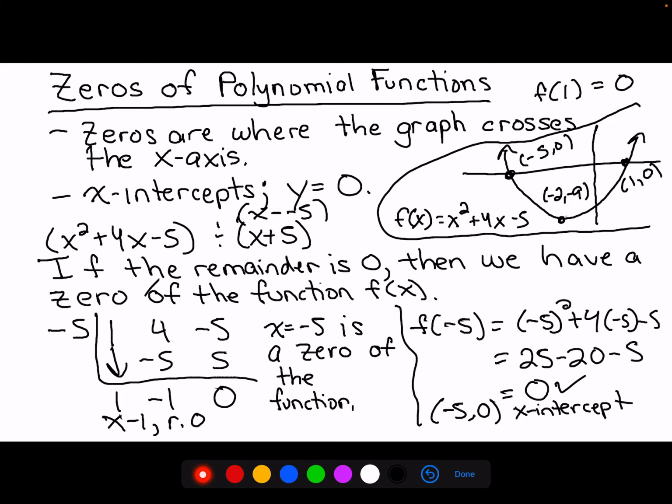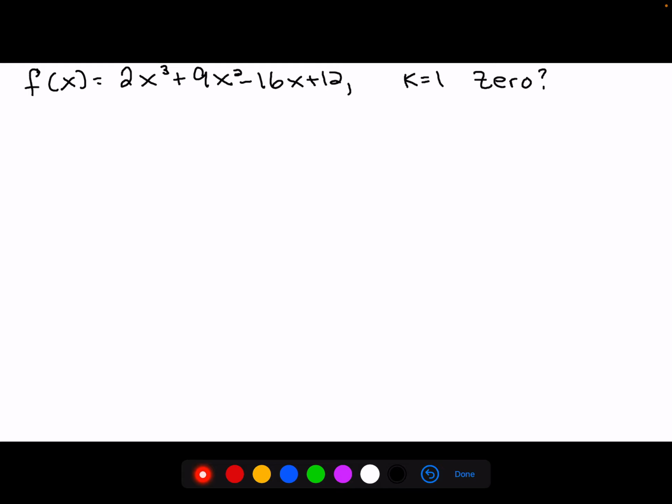Okay, let's do one more. We've got the function f of x equals 2x cubed plus 9x squared minus 16x plus 12. And the question is, is k equals 1 a zero? So we're going to do a quick test and find out. We're going to do quick synthetic division and see if we get 0 as a remainder.